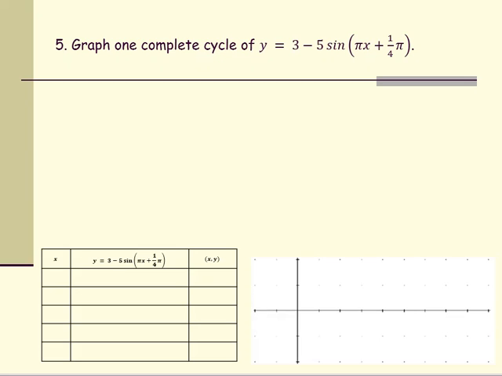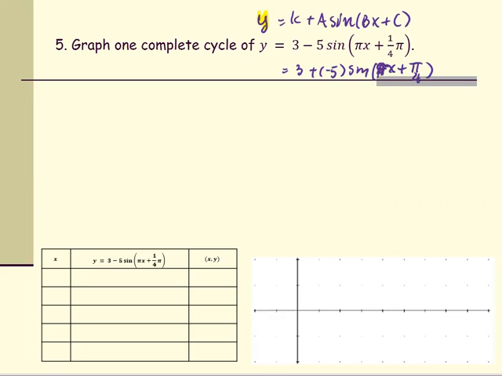In this example, we are going to sketch one complete cycle of the graph of y equals 3 minus 5 times sine of pi x plus pi over 4. Refer to the pattern y equals k plus a times sine of bx plus c, where k is 3, a is negative 5, b is pi, and c is pi over 4.